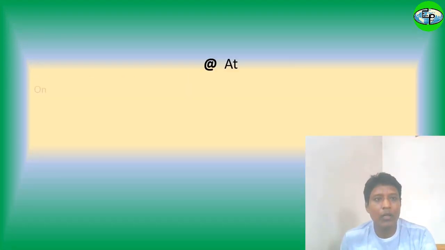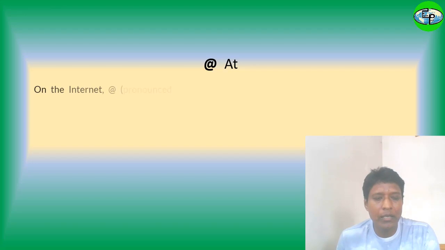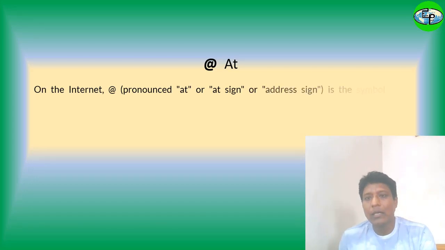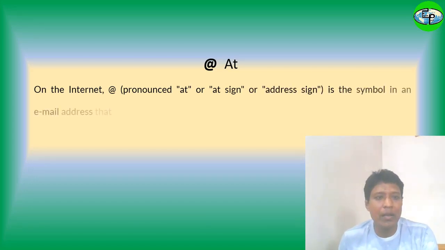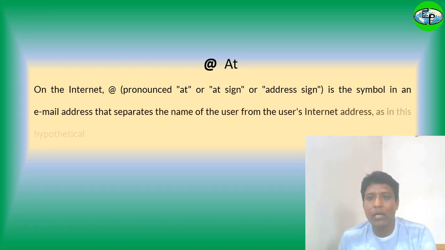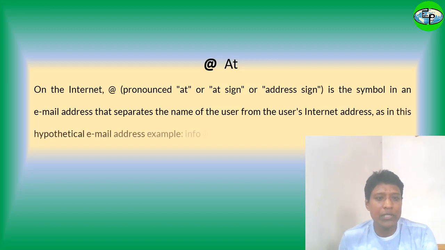At. On the internet, the at sign, pronounced "at", is the symbol in an email address that separates the name of the user from the user's internet address, as in this hypothetical email address example: info@englishparkz.com.